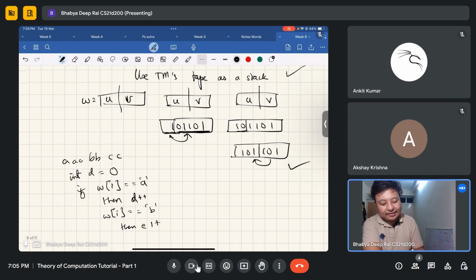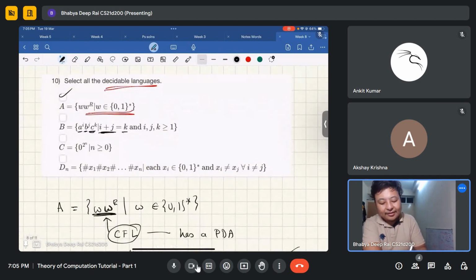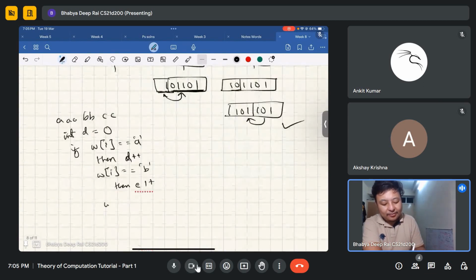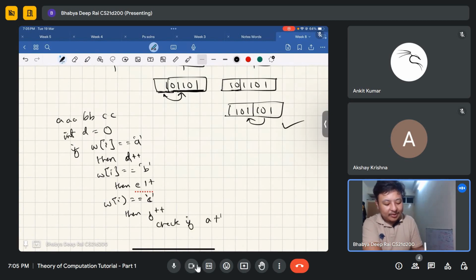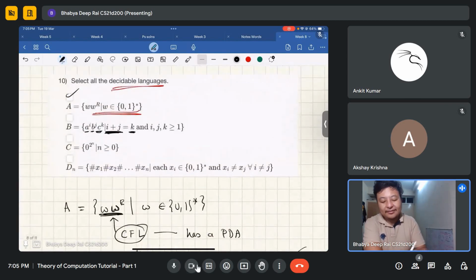Then E plus plus, and then finally I check whether the count of D plus E equals F, and W at I equals C, then F plus plus. Then check if D plus E equals F. If yes, then output yes. If no, then output no. So think of it in terms of algorithms. So this is also done. This is doable by an algorithm.